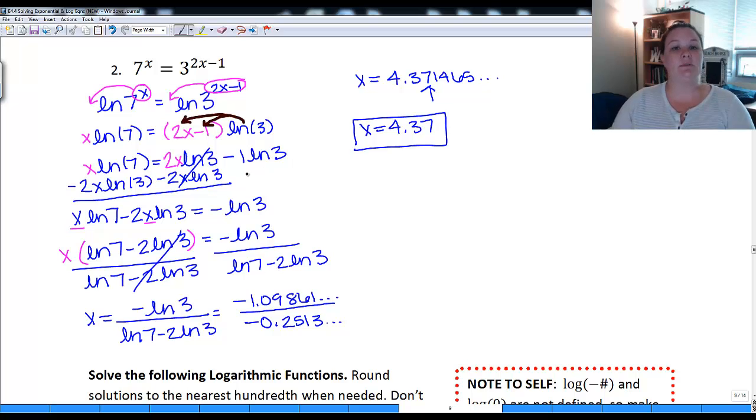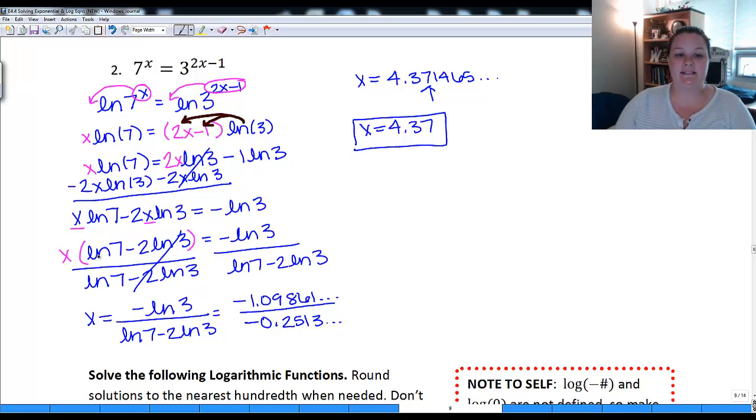Now remember, the ultimate goal is to solve for x. Since the term on the left and the first term on the right both have x's, I want to move this first term on the right over to the left so that I can get my x's on the same side. On the left-hand side, I now have 2 terms that have x's in them. To get the x's out of the 2 terms, I factor it out as if it's a greatest common factor. Once I factor that x out, that leaves me with ln 7 minus 2 ln 3.